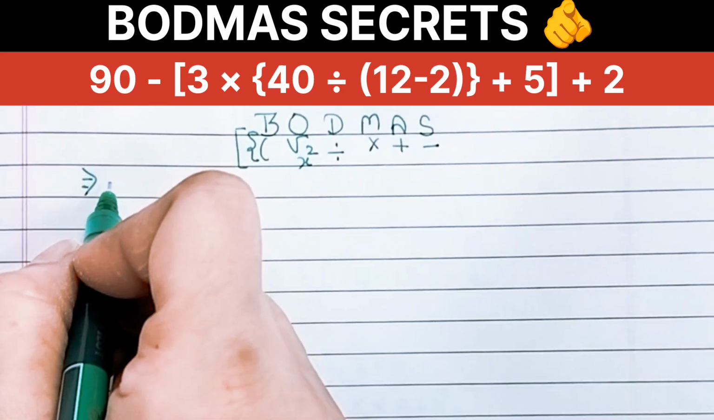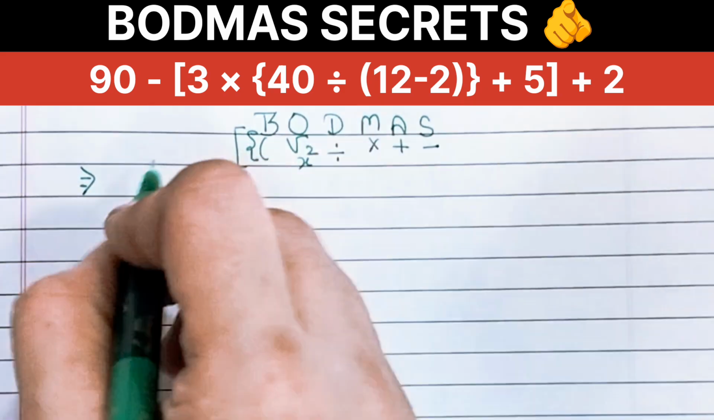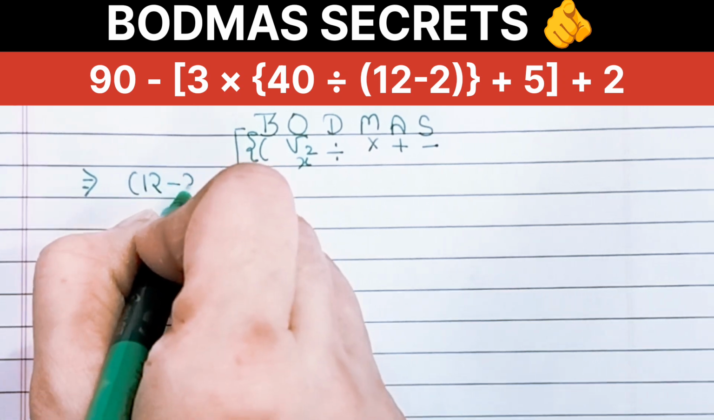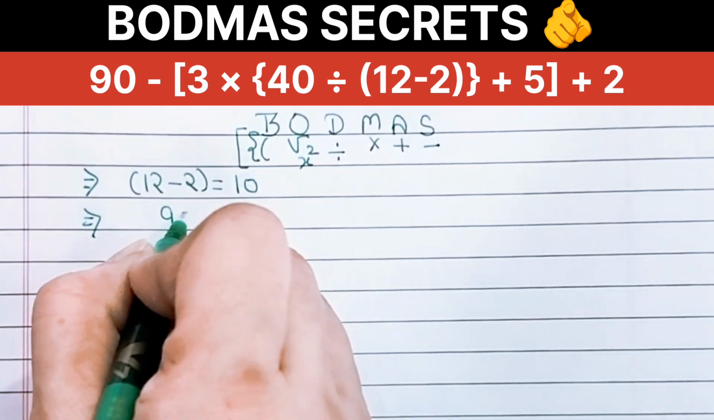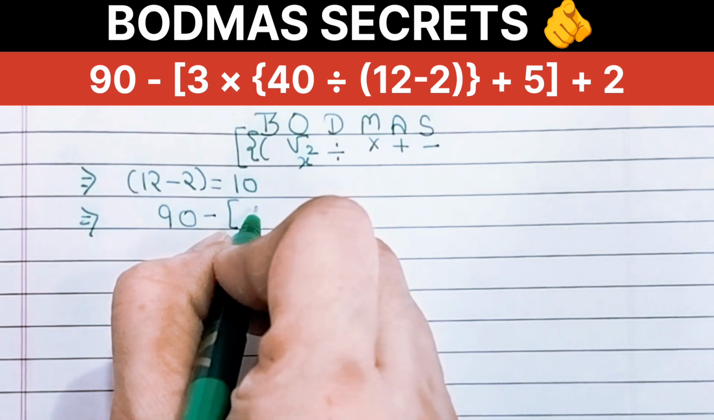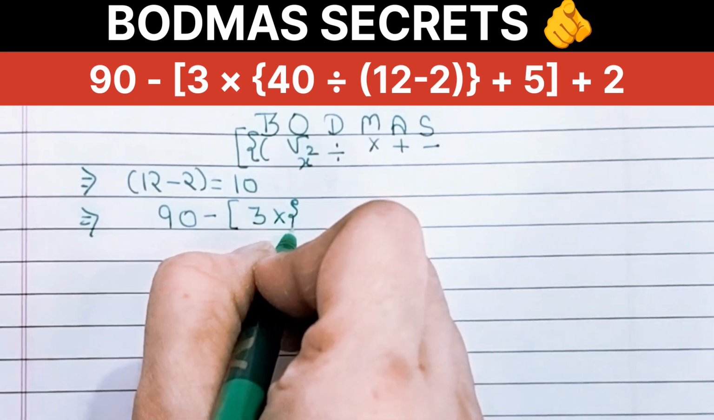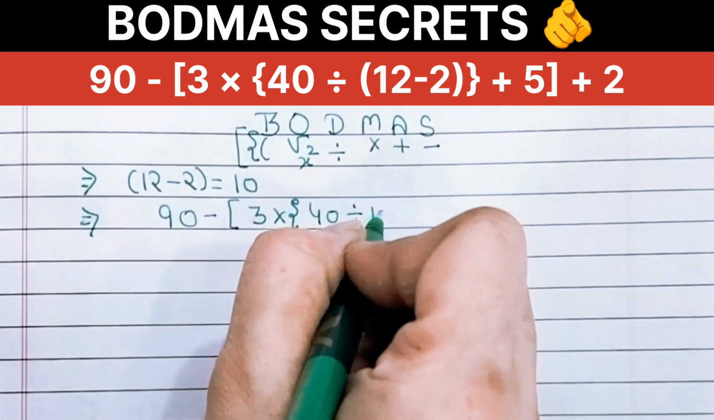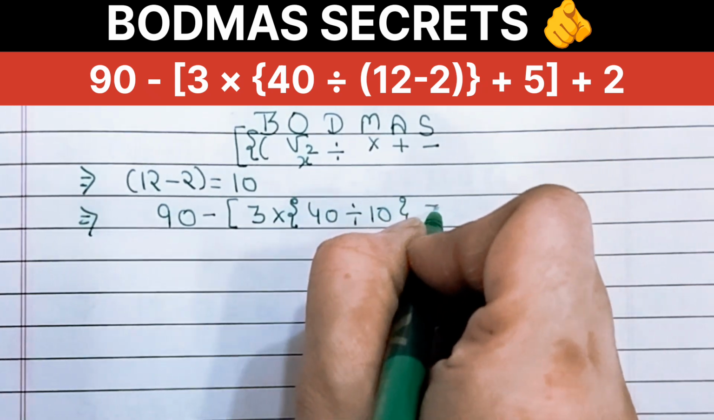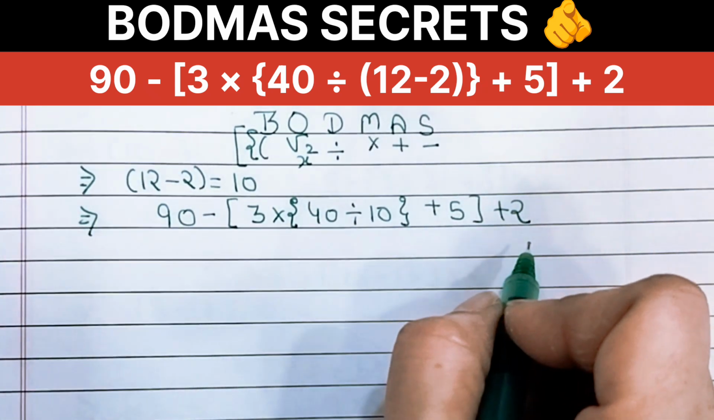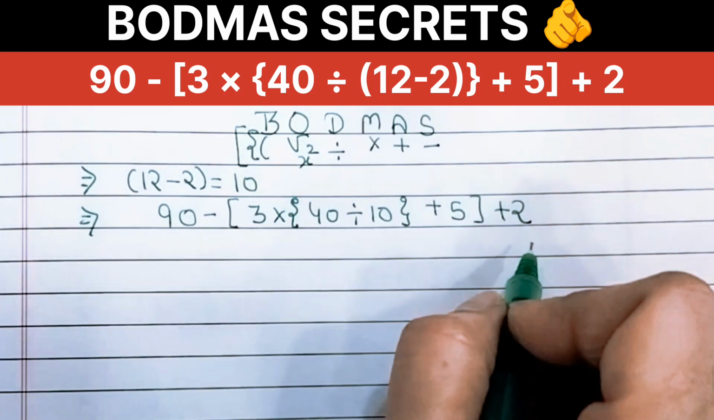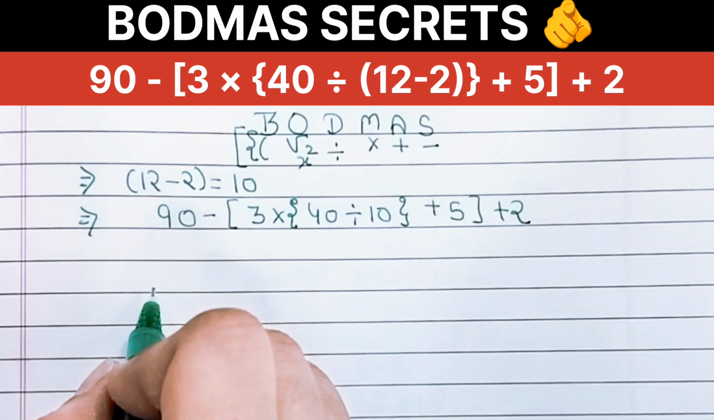Now first step, solve parentheses. As you can see, the small first parenthesis 12 minus 2 is equal to 10, and according to this the current expression becomes 90 minus bracket 3 multiplied by square bracket 40 divided by 10, and after the bracket of plus 5 square bracket of plus 2. According to this step 1, we start with the innermost operations to begin breaking down the nested structure.